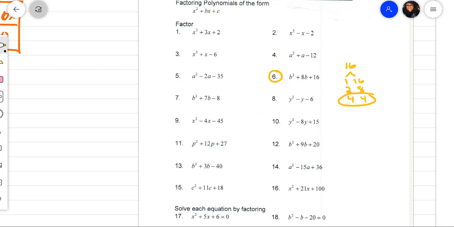So we would write this as b plus 4 and b plus 4. For our purposes now, we can leave it like that. When we get to a point later, if it's the same thing twice, I'll tell you to write it just one time as b plus 4 squared. But for right now, you could just leave it like that.